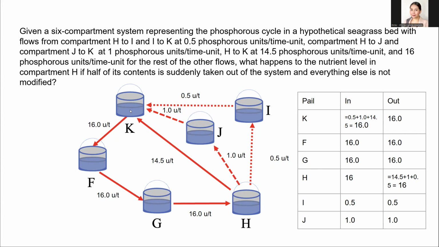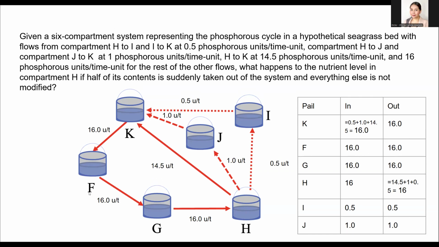So for example, for compartment K, you look at the nutrients coming in. It's getting 0.5 from compartment I, it's getting 1 from compartment J, and it's getting 14.5 from compartment H. So it's receiving 16 units of phosphorus all the time, but it's also giving out 16 units of phosphorus to the next compartment, which is compartment F. In the case of compartment F, the analysis is a little simpler. It's getting 16 from compartment K, and it's giving out 16 to compartment G. As for compartment G, also straightforward, it's receiving 16 from compartment F and giving out 16 to compartment H.